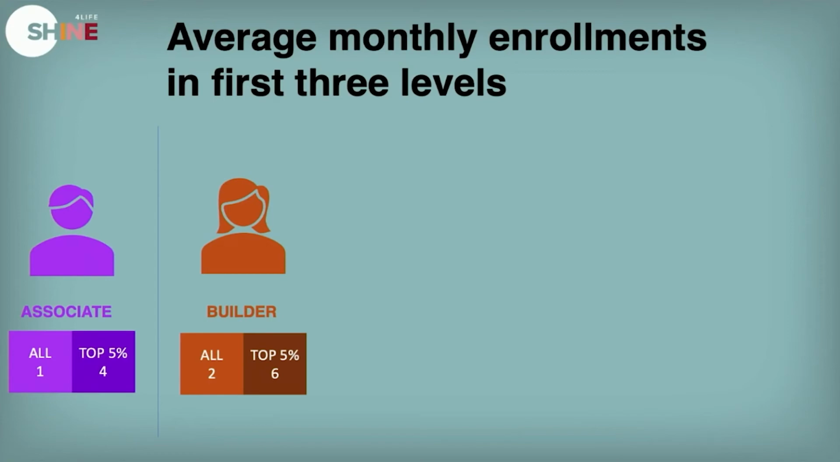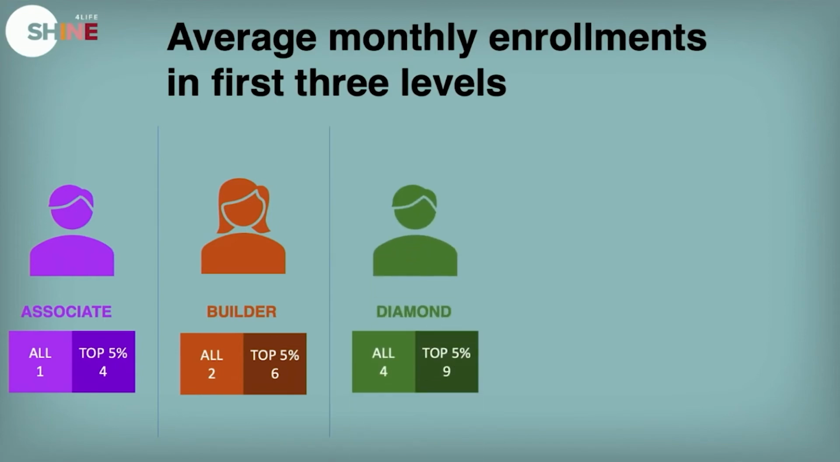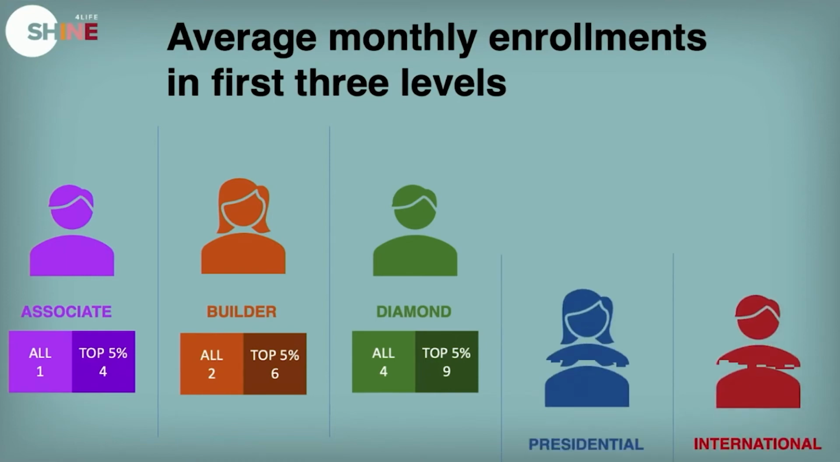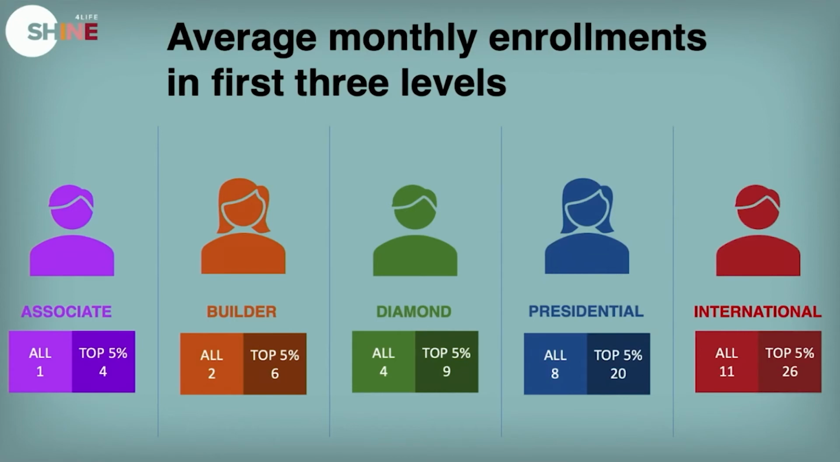Once again, for a builder, the requirement is only 3 personally enrolled. So if you're bringing in 6 people in your first 3 levels every single month, once again, I'll almost guarantee that you're going to be able to advance to the rank of diamond. And now as a diamond, the average is 4 every month, but the top 5% is 9. And you can see our presidential and international diamond numbers here as well. So now that you know this information, what should you do with it? Well, I'll tell you what I would do with it.